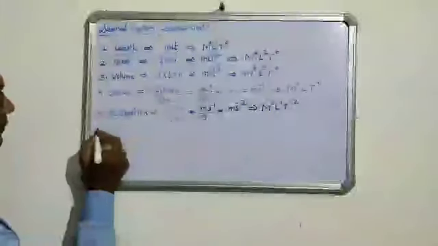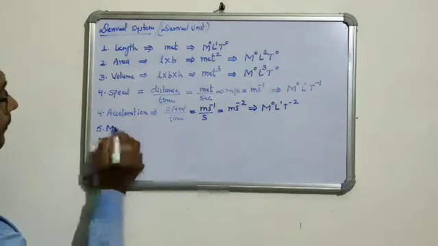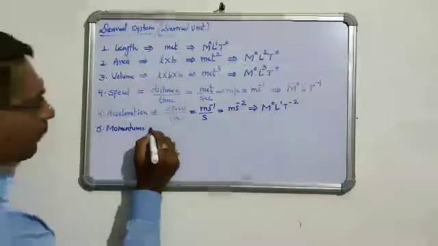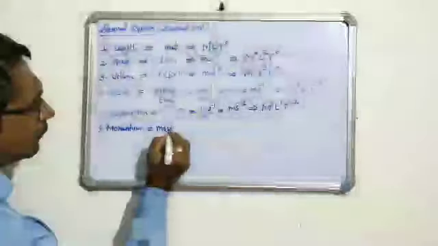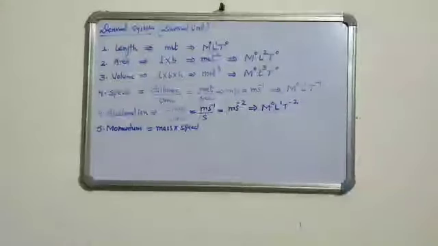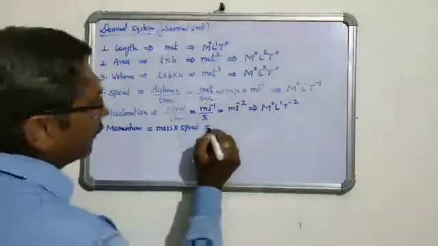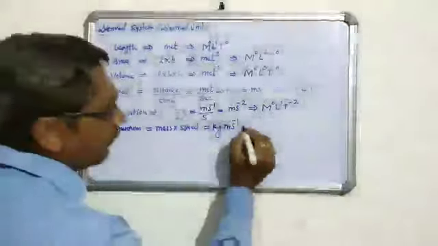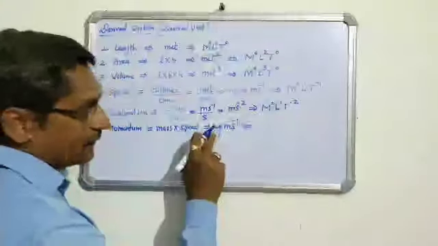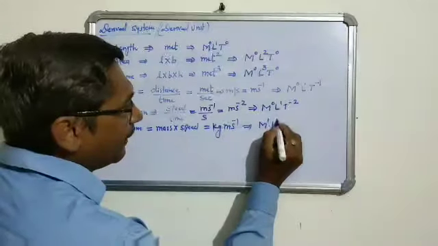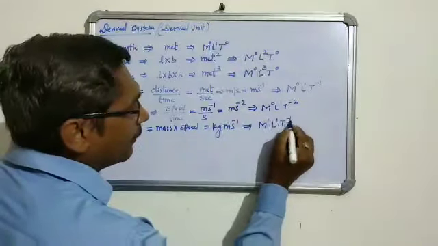Similarly, momentum. The formula of momentum equals mass into speed or velocity. So the unit of mass is kg, and the speed unit is meter per second. Then the dimensional formula: here is mass, so M1, meter is a unit of length, L1, and time is a unit.